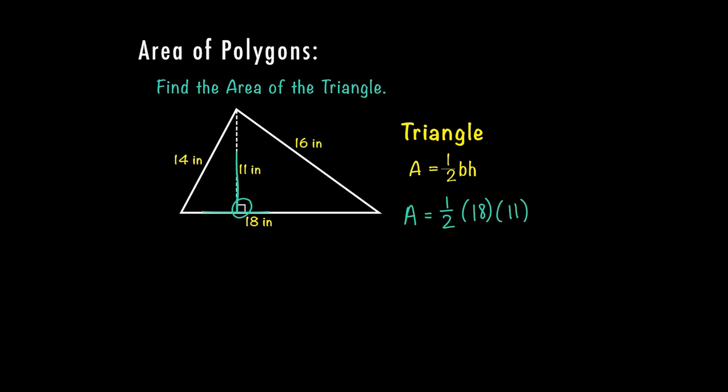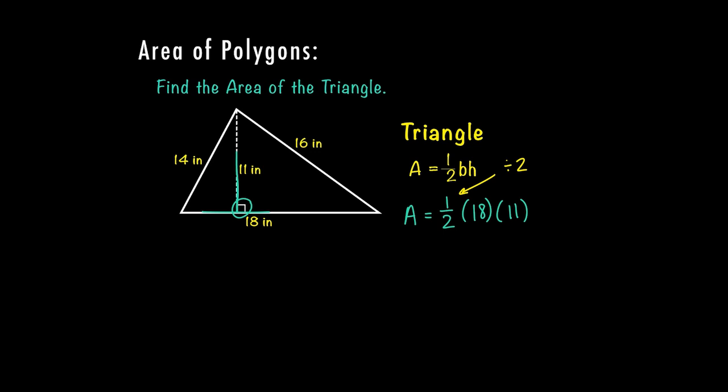So now that I have my formula, there are a couple of ways I can solve this. And just a reminder, multiplying by 1/2 is the same as dividing by 2. I have a couple of options. I can go ahead and multiply 11 and 18 first, and then I can divide that answer by 2. If I have a calculator, I might want to just plug in 1/2 times 18 times 11.